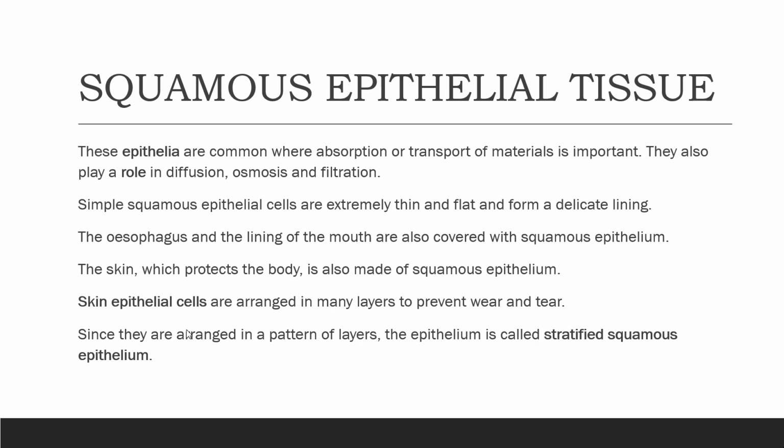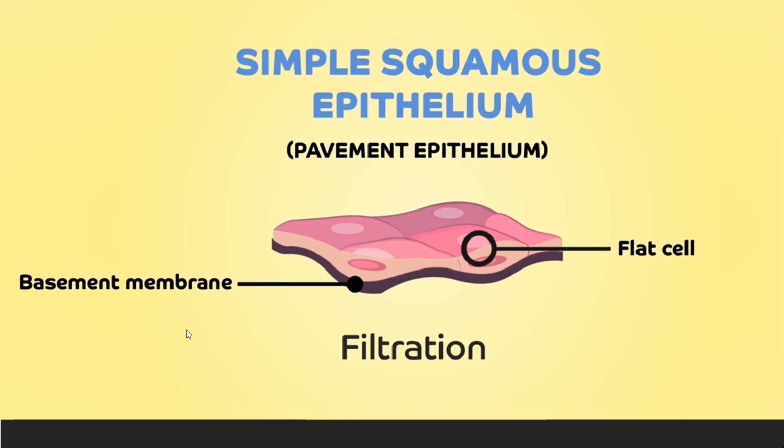So simple squamous epithelium is an extremely thin and flat layer, and it is a very delicate lining. The esophagus and the lining of the mouth are also covered with squamous epithelium. The skin which protects the body is also made of squamous epithelium, but skin epithelial cells are arranged in many layers so that they can prevent wear and tear to our skin. Since they are arranged in a pattern of layers, the layer of epithelium is called stratified squamous epithelium.